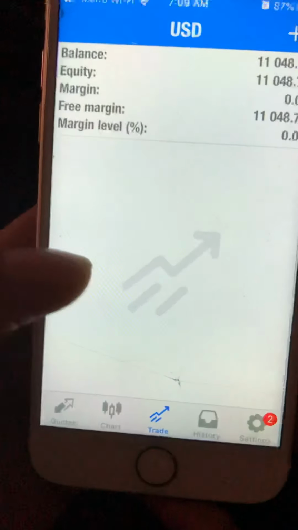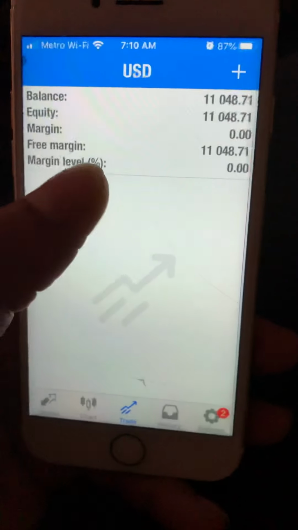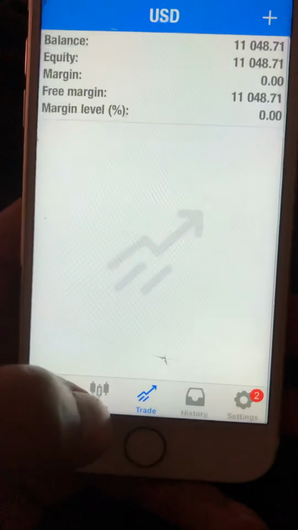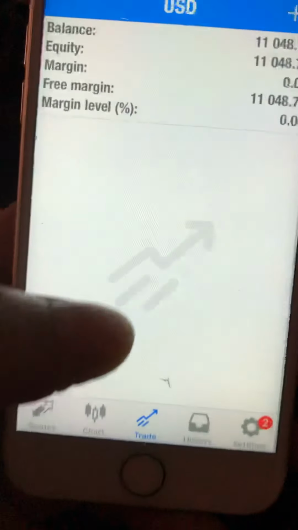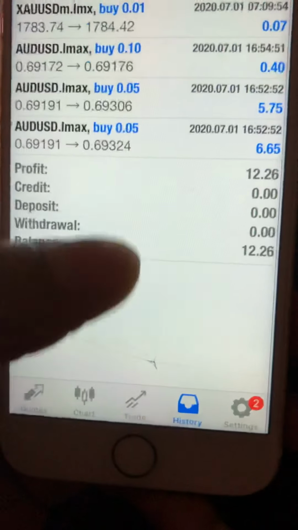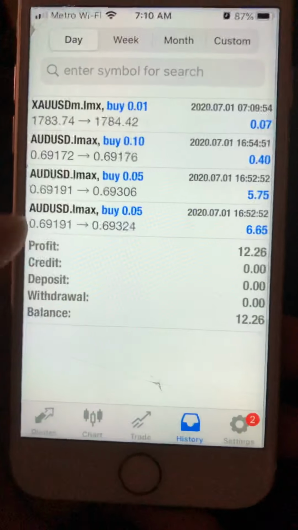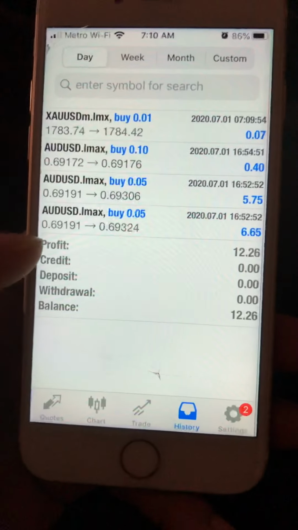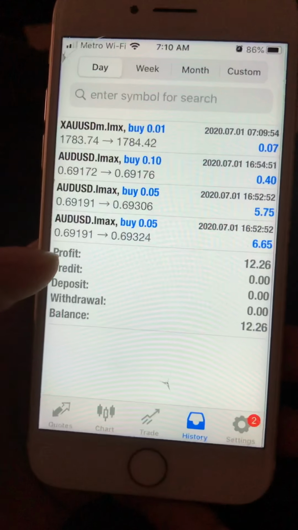Alright. The next tab is trade. That just shows your balance and your total trade balance, and this one is history. It'll show what you profited so far today. I only did this for like 5 minutes or something.